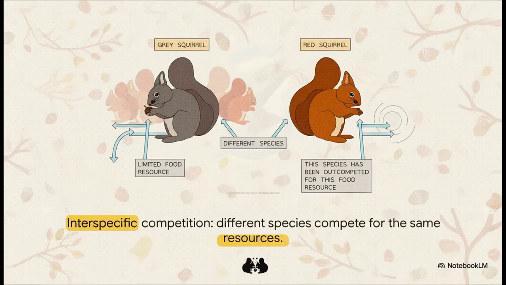And that brings us to the second type: interspecific competition. Inter means between, so now we're talking about a showdown between different species that are after the same stuff. This picture is perfect. You've got a gray squirrel and a red squirrel going head-to-head for the same food. And this is a real-world battle. In a lot of places, the bigger, bolder gray squirrels have actually pushed out the native red squirrels, which has a massive impact on the red squirrel population.